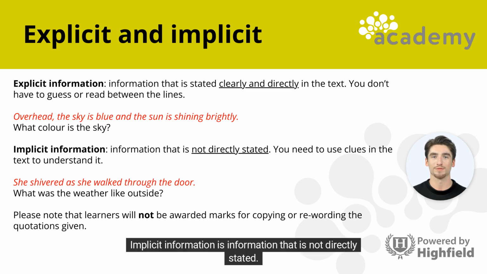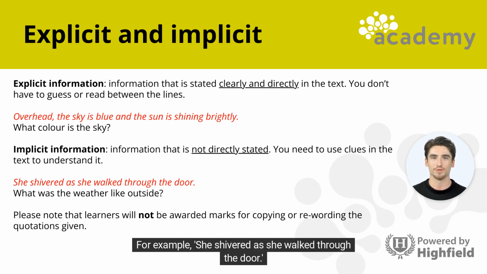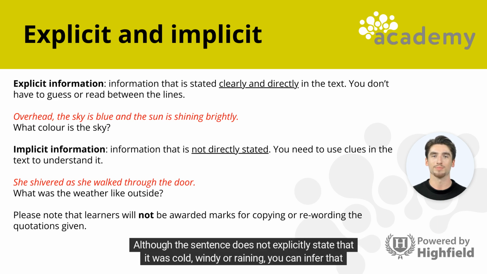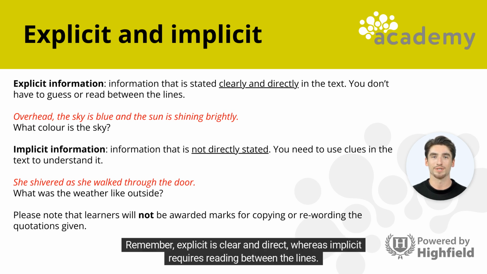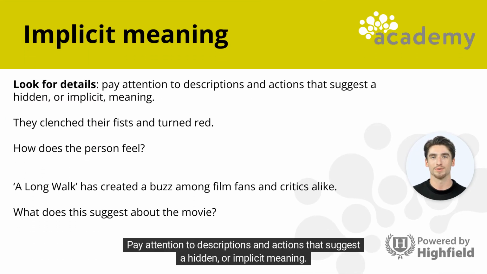Implicit information is information that is not directly stated. You need to use clues in the text to understand it. This is also known as inference. For example, she shivered as she walked through the door. The question asks, what was the weather like outside? Although the sentence does not explicitly state that it was cold, windy, or raining, you can infer that it was, because the word shivered has been used. Remember, explicit is clear and direct, whereas implicit requires reading between the lines. Pay attention to descriptions and actions that suggest a hidden or implicit meaning.